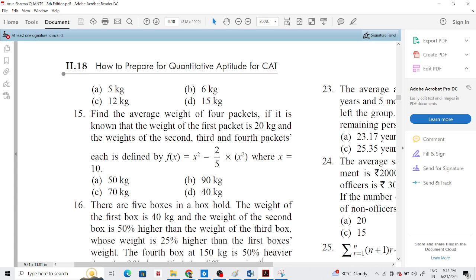So what will be the average weight? 20 plus 60 three times, that means 60 into 3 is 180, plus 20 is 200, divided by 4. How many packets are there? 4. That is 50 kg. Got it?